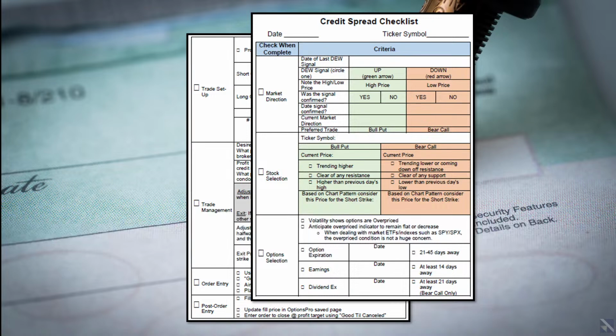Now, we put everything you need into a checklist. That way you never miss a step. And when someone's first starting out, it's always comforting to have that security blanket in place. That way you know you're doing everything right.